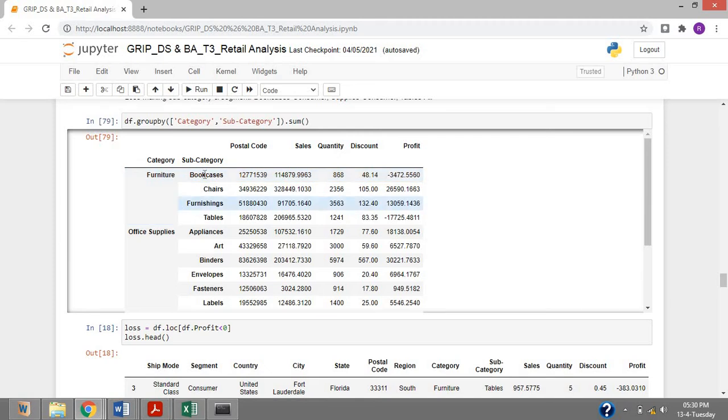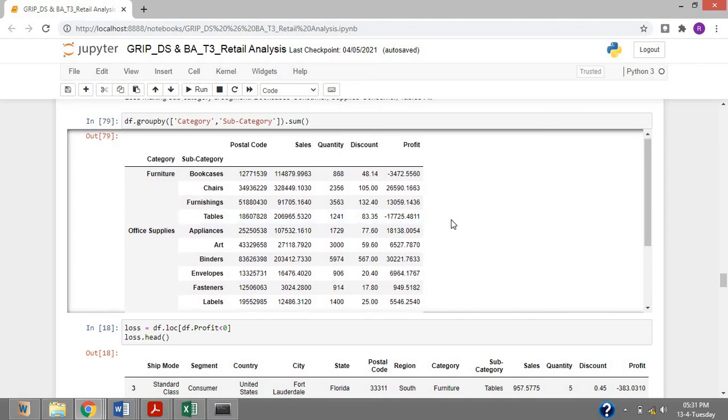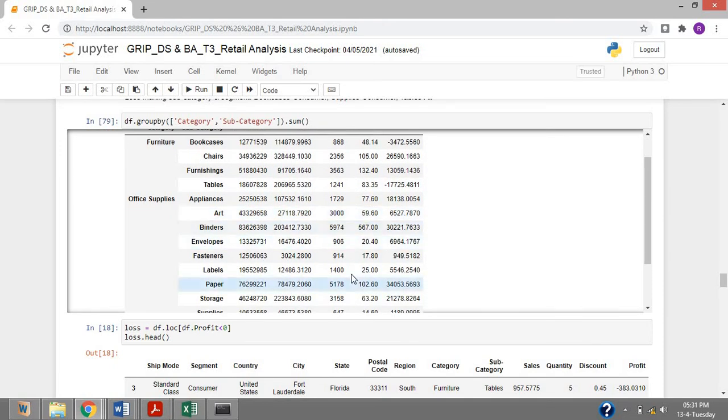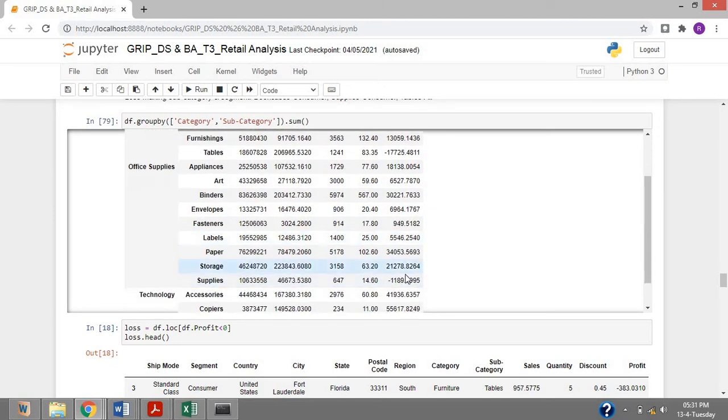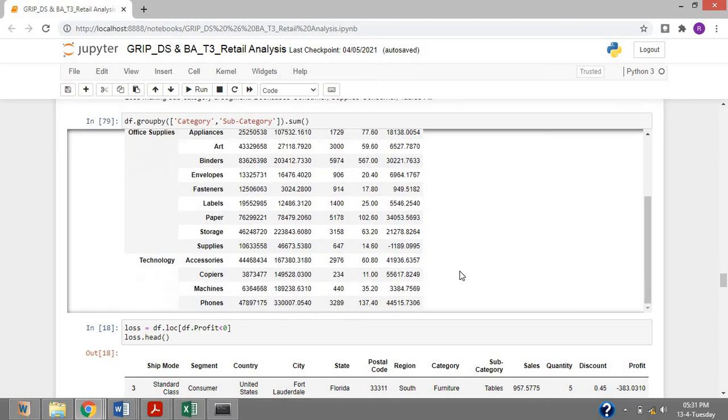The subcategories that come under the furniture category are bookcases, chairs, furnishings and tables, and among these only bookcases and tables have resulted in loss, whereas under office supplies it is only the supplies subcategory that has resulted in loss, whereas under the technology category all the subcategories are profit making.